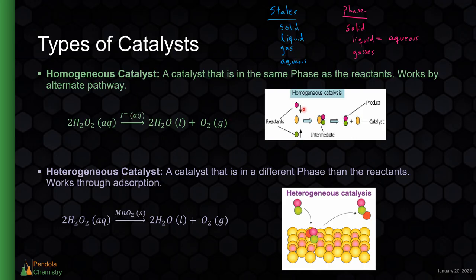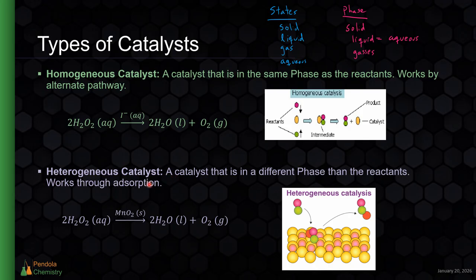Essentially what the iodine does is that normally the peroxide would decompose by itself. The catalyst essentially gives it a place to happen and gives an alternate pathway for that reaction to happen. On the other hand, we have heterogeneous catalysts, which, as you can imagine, is the exact opposite. Hetero meaning different. Heterogeneous catalysts are a catalyst that is in a different phase of matter than the reactants.